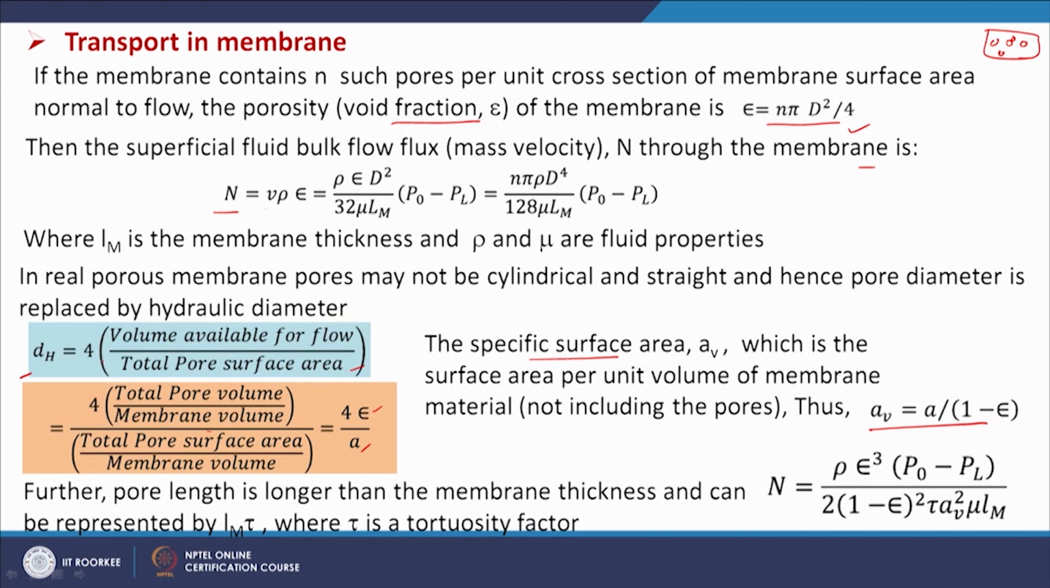So, we will put d in terms of dh, and dh is 4E by A. Then the flux N comes as rho E cubed (P0 minus PL) by 2 (1 minus E) squared tau AV squared mu Lm. Why this tau? Because in this case the Lm which we have considered, the pores may not be a straight line. So, a tortuosity factor is introduced as tau. So, this is the flux through the pores.